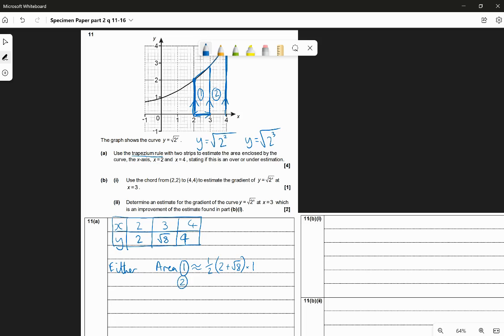And then the area of trapezium 2 is approximately half times the sum of the parallel sides, which are root 8 and 4, multiplied by the distance between them, which is 1. And then if I combine those and find the total area, it's approximately those two added together, which would become 3 plus 2 root 2. Which is also, if I put it in decimal form, 5.83 to 3 significant figures. Okay, so that's just using common sense.